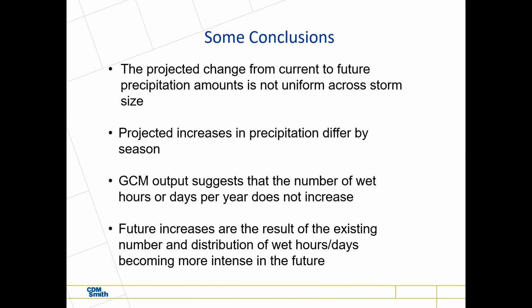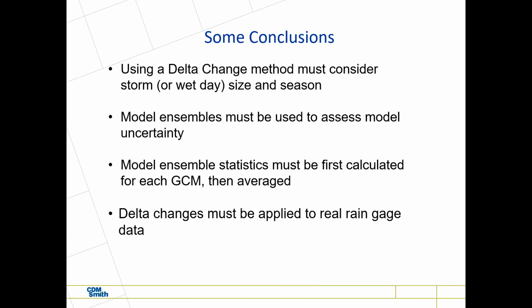The GCM output did not suggest any change in the number of wet days or wet hours across the years. So that's kind of important. Otherwise, you've got to do something a little bit different as well. I'm not going to talk about that today, but in this case, it wasn't necessary. And that's pretty much the case for most of the mid-Atlantic and Northeast region. 2080 shows about the same number of wet days as current. The future increases are thus a result of more intense storms, not necessarily more storms.